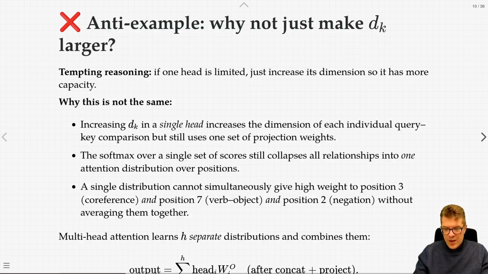So that's a different kind of capacity, right? Even if you have technically the same number of parameters available to you, because you have to collapse everything once in a single head, you're only going to have one form of attention at the end.